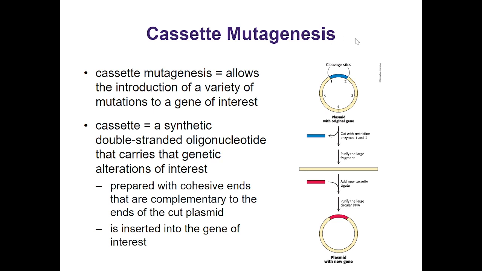Notice this does not have matched ends. See that? This is different than previous. Previously we'd always used matched ends, so we used one restriction enzyme to cut both ends. This one does not. So restriction enzyme 1, 2, and then we actually cut this up into more fragments, 3, 4, 5, if we want. Anyways, the important one is the blue one right here. We're then going to purify the large fragment. We're then going to add the new cassette and ligate. We'll purify your large circular plasmid, so we only have the one with the new gene.